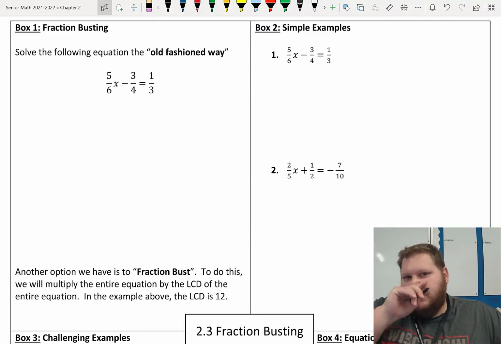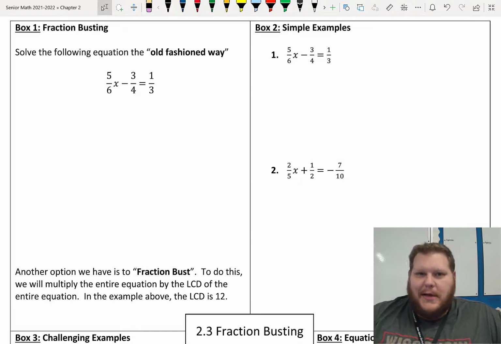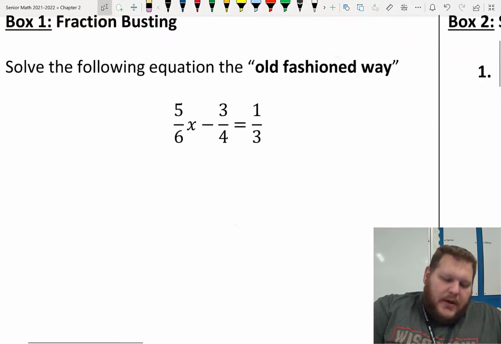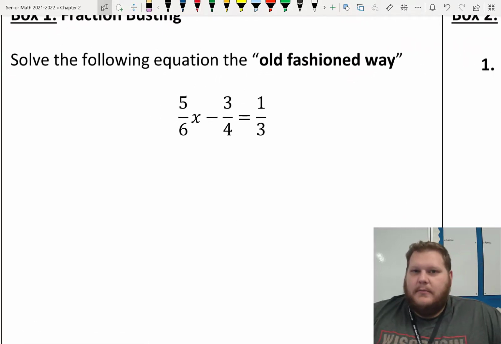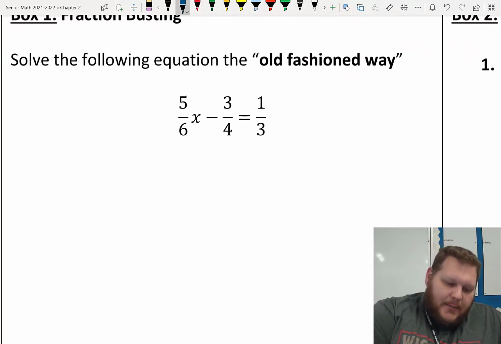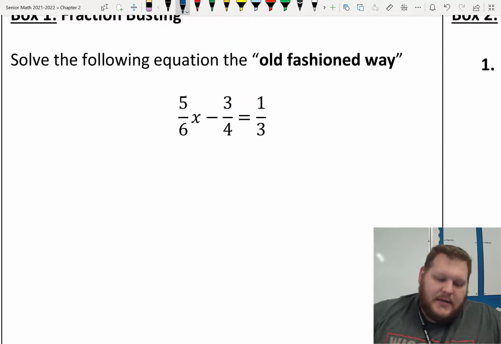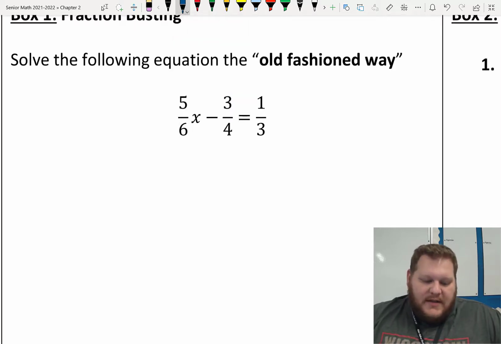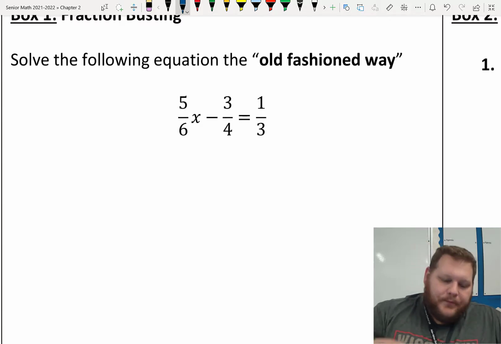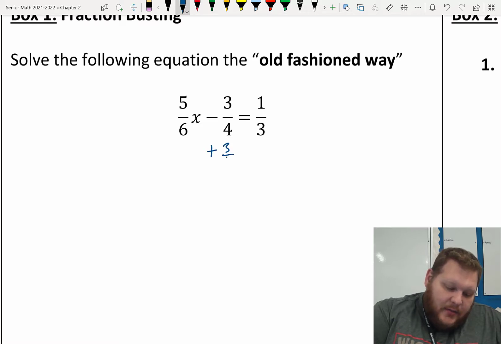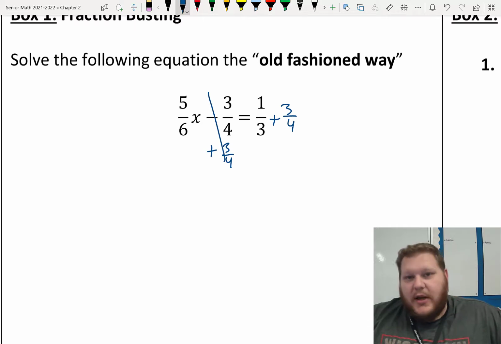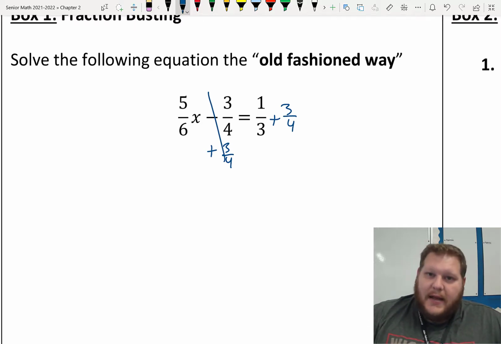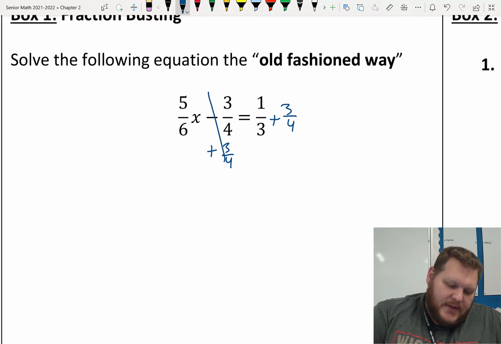So in box one, let's just pretend we don't know what fraction busting is, because I haven't told you about that yet. But if we're going to solve this the old-fashioned way, meaning we're just using our inverse operations to try and isolate our variable, we've got 5/6 x minus 3 over 4 equals 1/3. So inverse operation wise, we would start by adding 3 over 4 on both sides because it's a subtraction of 3 over 4. So we're going to add the opposite, right? Do the opposite inverse operation.